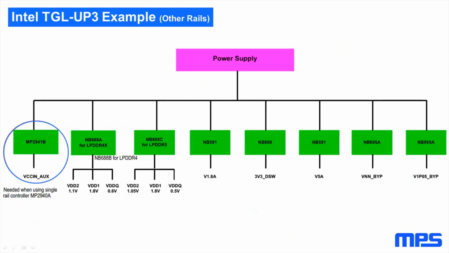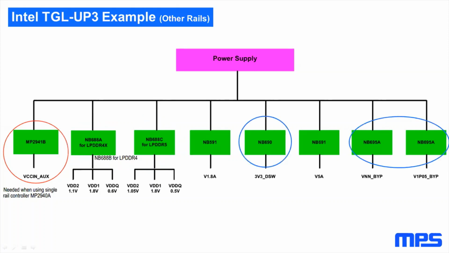Here you see the 2941B device. This is a device that can be alternatively used for VCC and AUX. It's a point of load device which can supply up to 28 amps. Then we have dedicated devices for LPDDR4, 4X, and LPDDR5. These devices provide up to 3 rails. One of them is supplied by a buck regulator, the other 2 by an LDO. The beauty of this solution is that it has also implemented the power sequencing inside the chip. So it's a single chip solution for a complete design for SDRAMs.